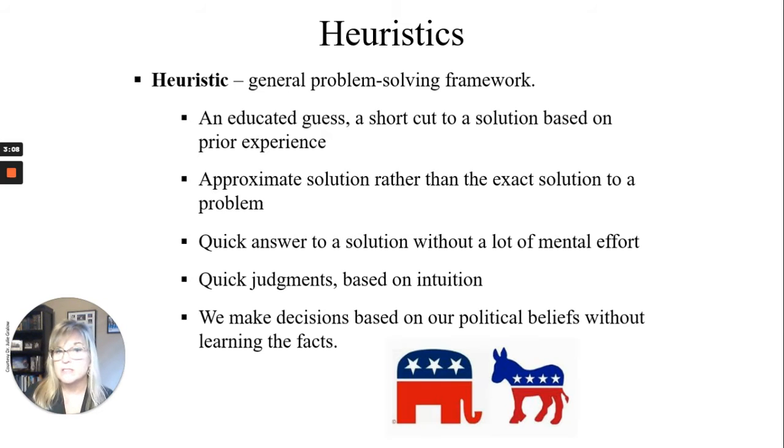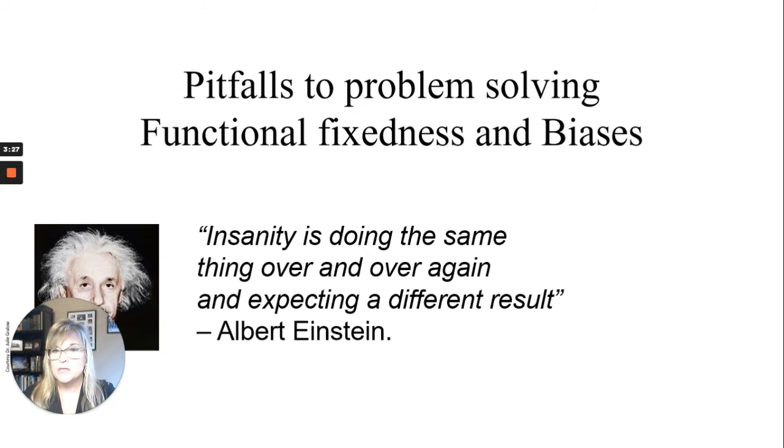Sometimes we'll make decisions based on our political beliefs. So if we're a Democrat, we're just going to vote for the Democrat. If we're a Republican, we're just going to vote for Republican. We're not going to really research the candidates and really understand what they stand for. That's using a heuristic. We just base our decision on general knowledge that we have, and we don't go any farther than that. So heuristics are really interesting, and I encourage you to watch the video about it. It explains it a little bit better.